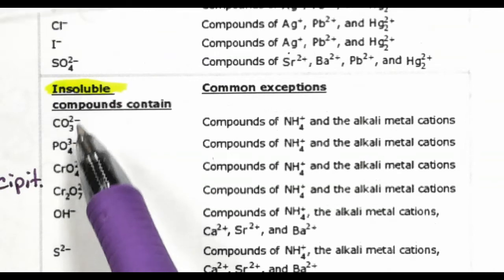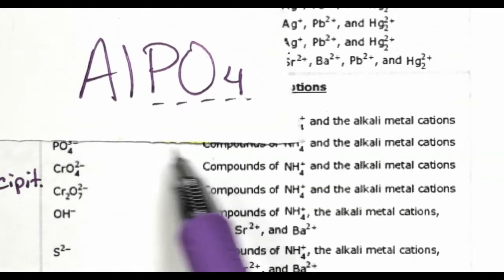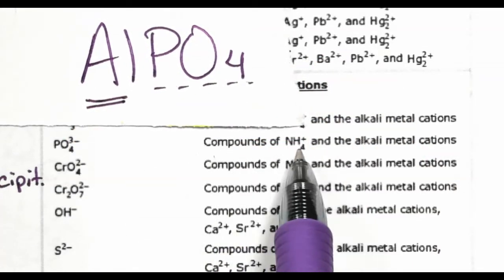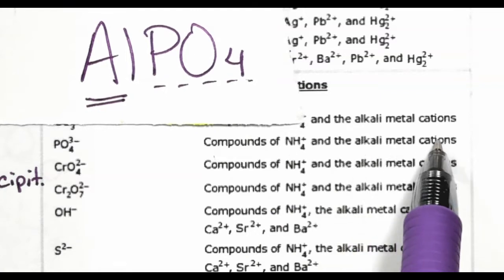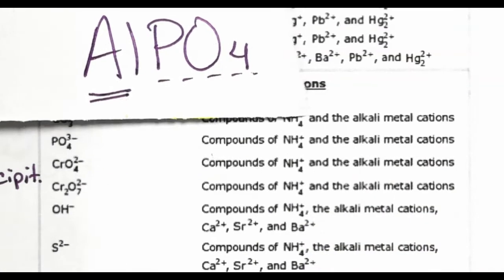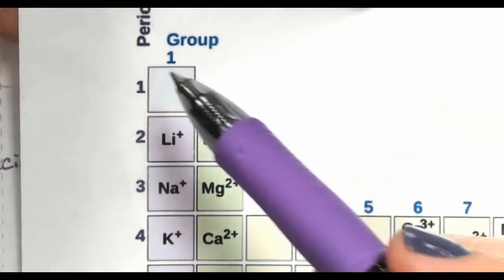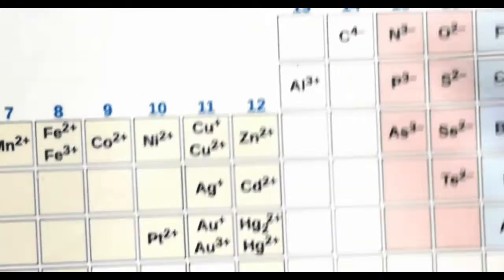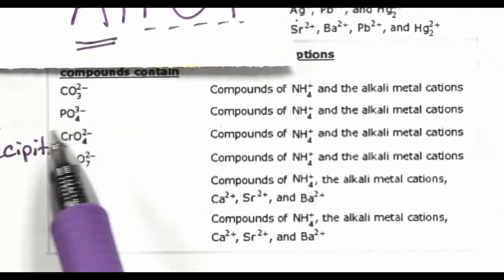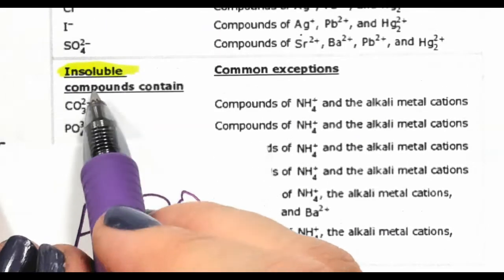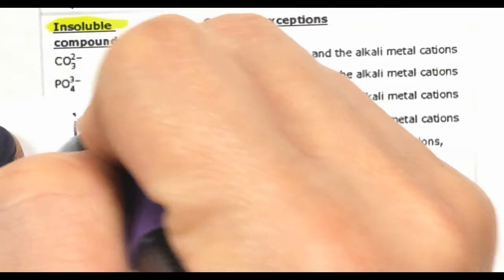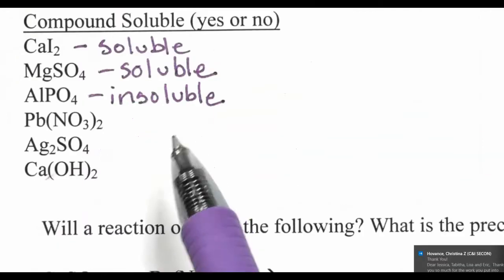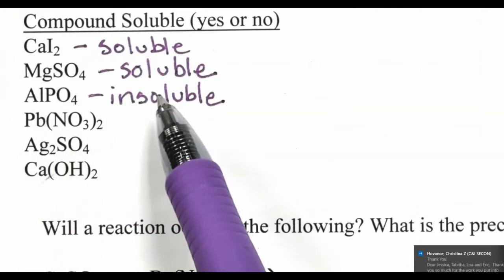It is in the insoluble column, and so now I just have to check for the exceptions, so I'm looking for aluminum in the exceptions. The compounds of ammonium and alkali metals. Now alkali metals are in group 1 on the periodic table, so here's group 1, and you'll see aluminum is not one of these. Aluminum is over here in group 3, so this is not an exception. So phosphates are insoluble, and so this is insoluble. That means that if this were one of my products, it would be considered a precipitate. So here I've labeled aluminum phosphate as insoluble.